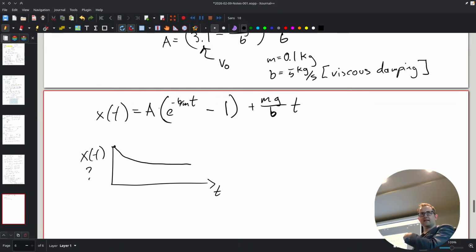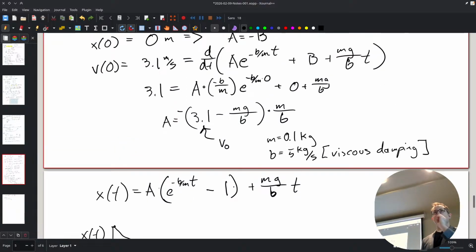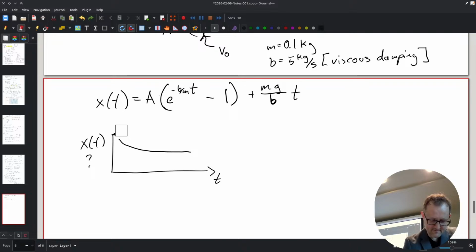Do we still think it decays to a constant value? What was x at 0 in our very first graph? It's got to be 0. So it's probably not going to start tall, right? It's got to start down here. The slope has got to be 3.